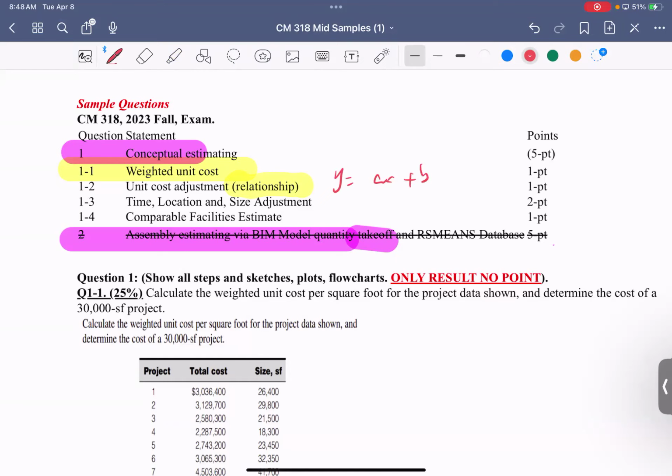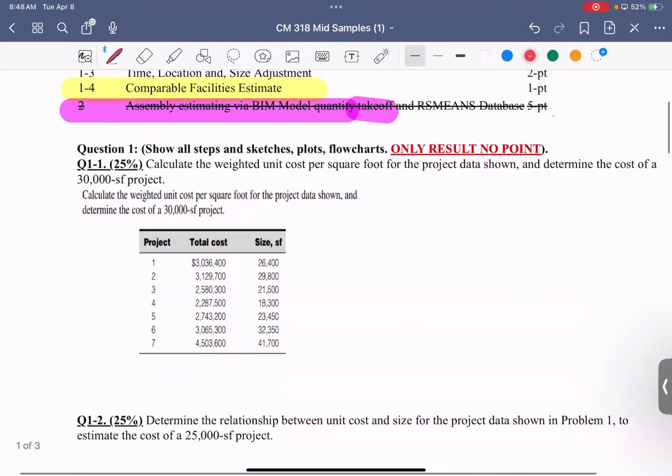Question three is actually the challenge one, so I give more points over here because it's a combined one. You are going to find your time adjustment index, your location adjustment factor, or the size adjustment factor. Then question four is the simplest one, which only covers the comparable facility estimates. The N will be given to you, I guarantee you are not going to have to find the N. So let's take a look at how to do those.